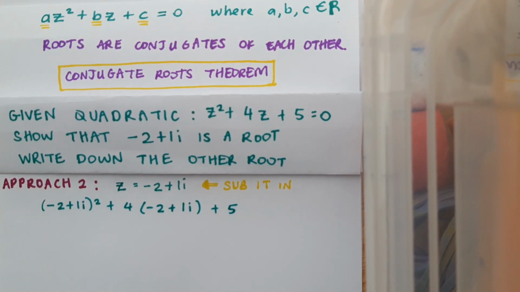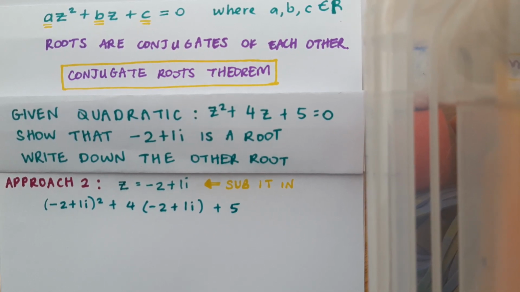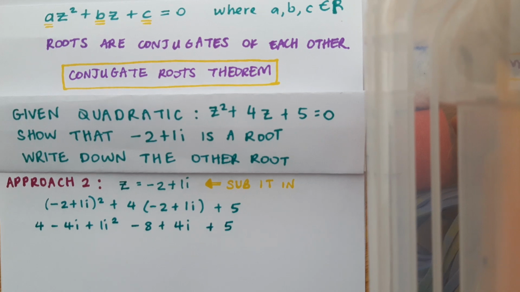So I've replaced z with minus 2 plus 1i. I'm squaring out my first bracket, just be careful with that. I multiply out my second bracket and stick the plus 5 at the end. Now just a little bit of tidying up. So of course I see an i squared there, and I know to replace that with a minus 1.